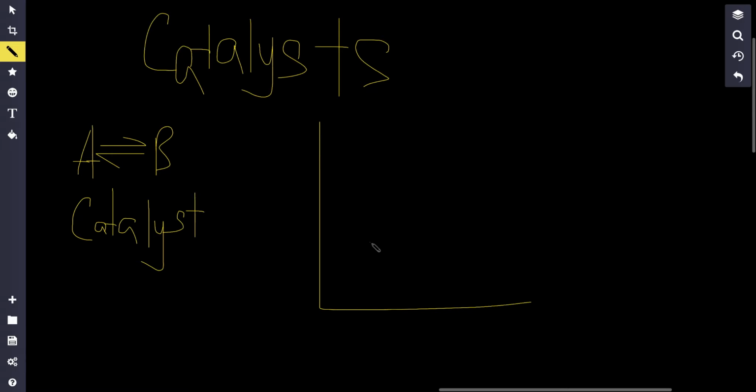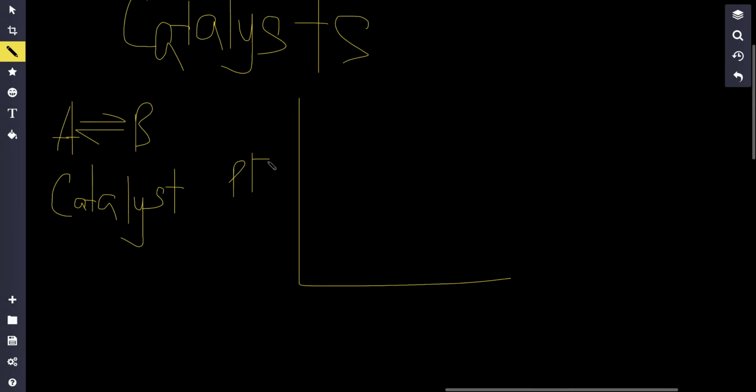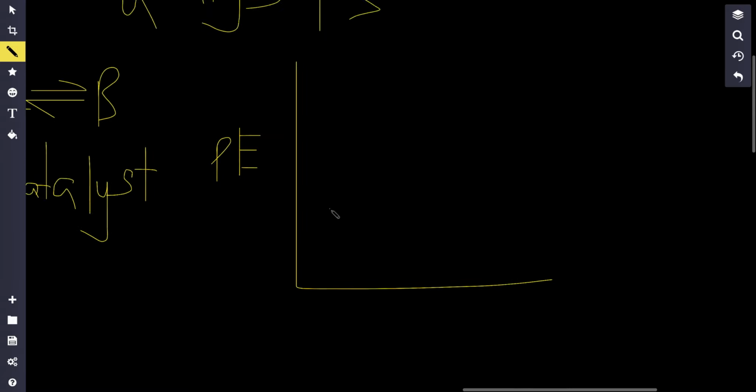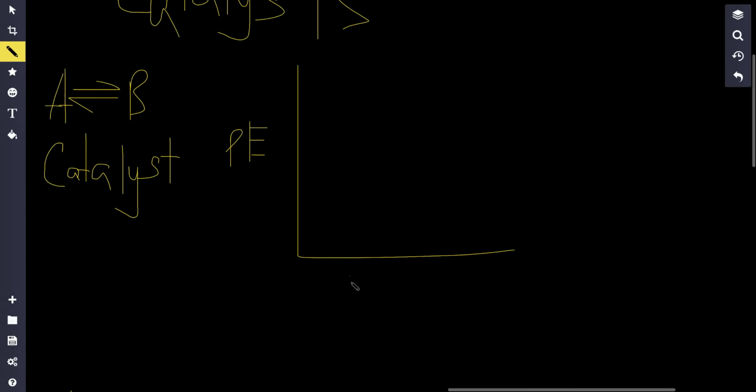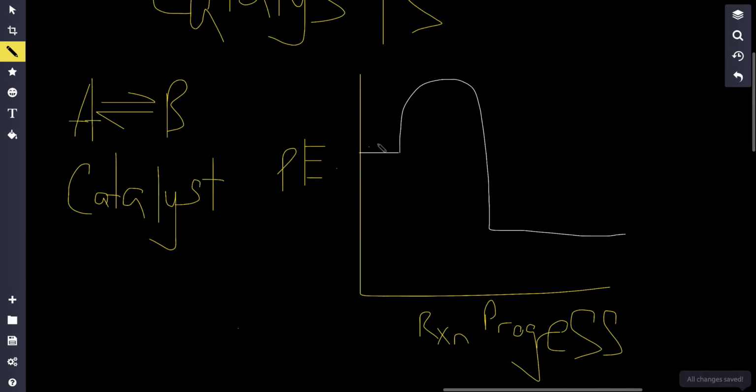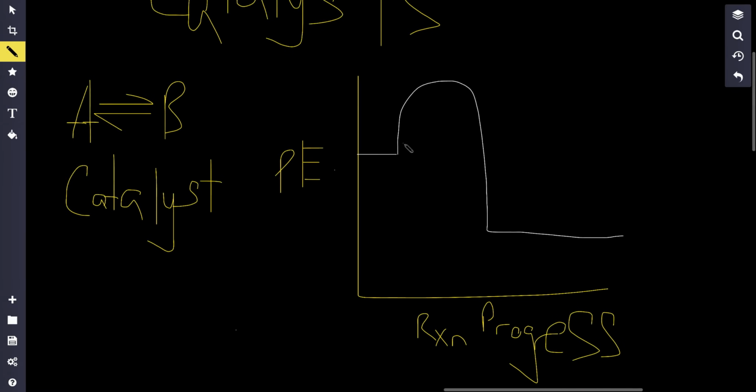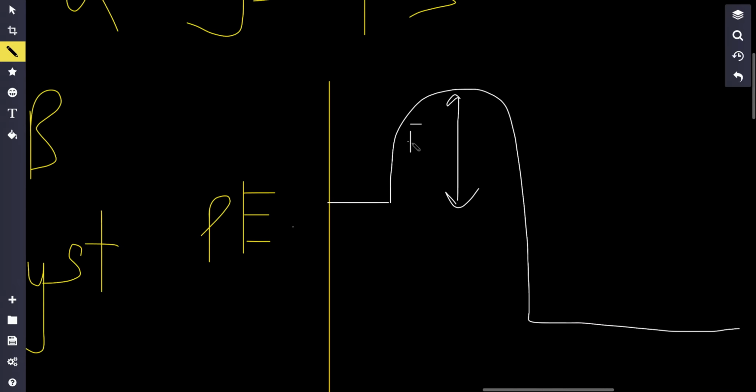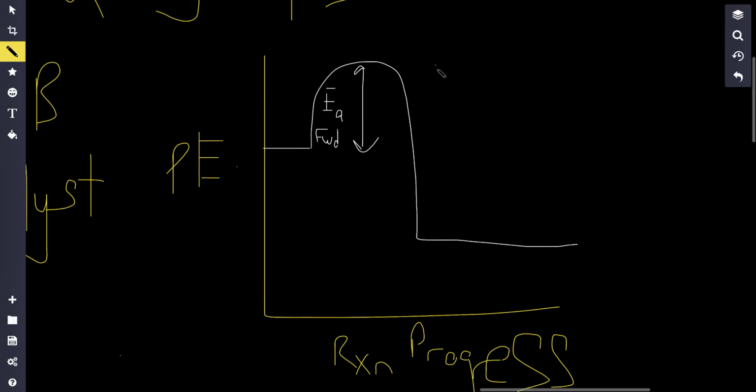And I think the best way to visualize this is to use a potential energy diagram. So on my y-axis, I have potential energy, and on my x-axis, I have reaction progress. Notice this is the activation energy for the forward reaction. I don't have any space, so I'm just going to write it here. And then this right over here represents the activation energy for the reverse reaction.